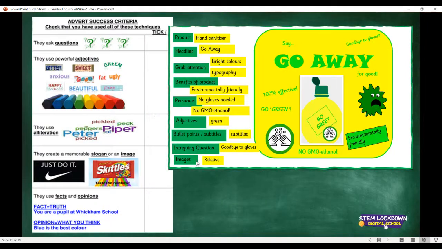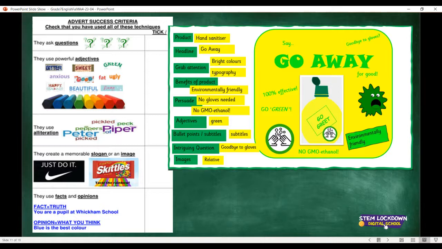All right, so now let's check if I've got all my criteria on this advert. Okay. Do I ask a question? Yes, I do. Do I use powerful adjectives? Well, I used a color and it's quite effective because I've also actually used that color. So it depends on the product you're advertising. Did I use alliteration? Absolutely. Goodbye to gloves. Go away for good. Go green. Definitely go green. I used alliteration.